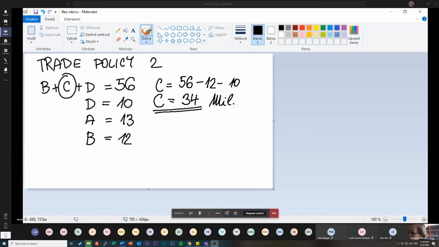Number 2. What is the correct answer for C? C is 69. You see it here. This is C. Right? A plus B plus C plus D is 69. 13 plus 56 is 69.